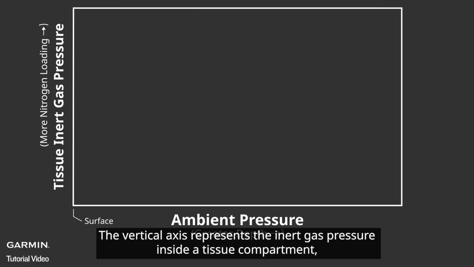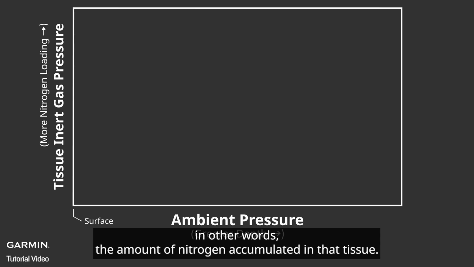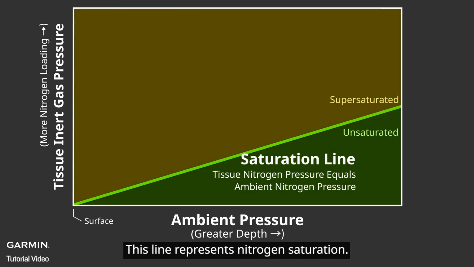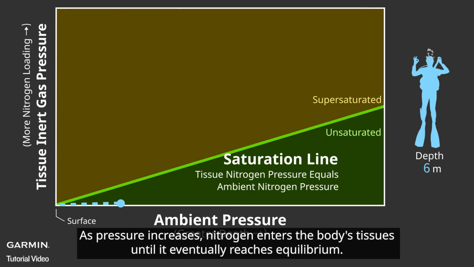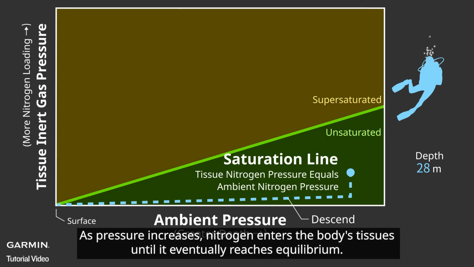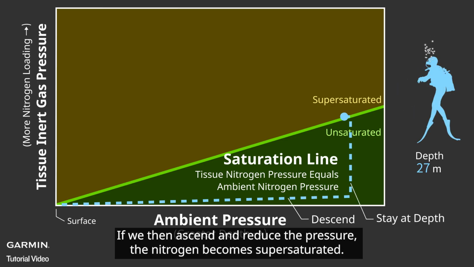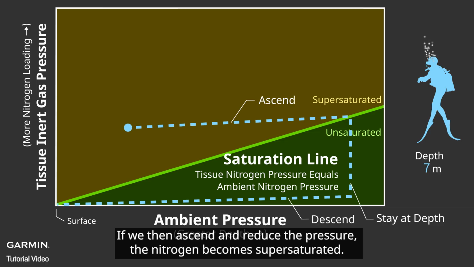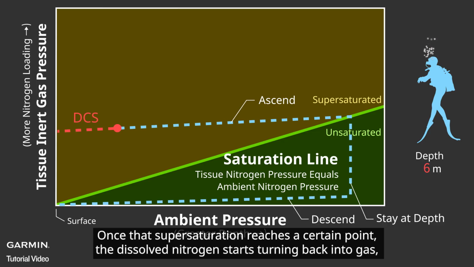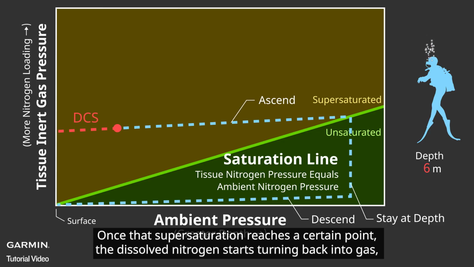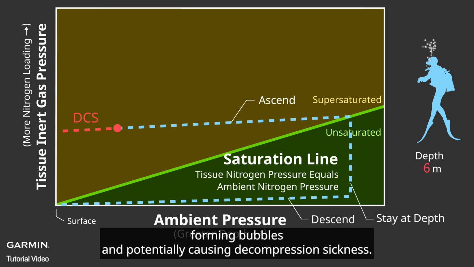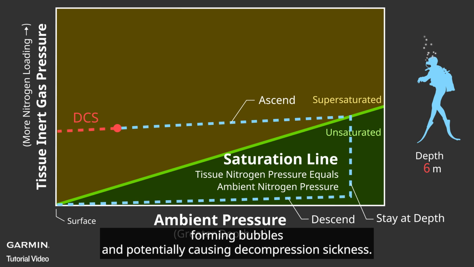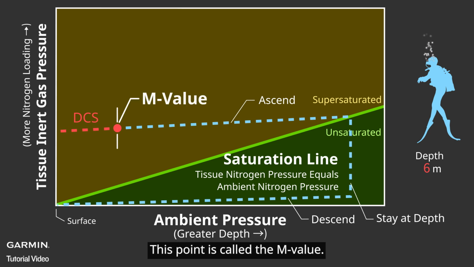The vertical axis represents the inert gas pressure inside a tissue compartment, in other words, the amount of nitrogen accumulated in that tissue. This line represents nitrogen saturation. As pressure increases, nitrogen enters the body's tissues until it eventually reaches equilibrium. If we then ascend and reduce the pressure, the nitrogen becomes supersaturated. Once that supersaturation reaches a certain point, the dissolved nitrogen starts turning back into gas, forming bubbles and potentially causing decompression sickness. This point is called the M value.